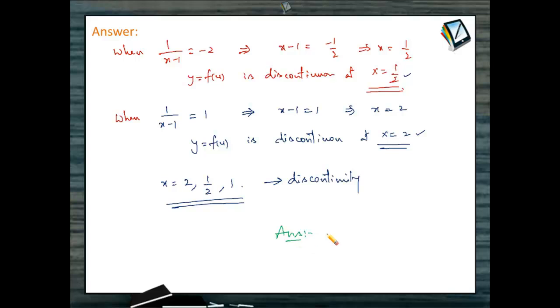Therefore, which option gives us the values 1, 2 and half? That is the option given at A. When x is 2, when x is 1 and x is half, the function becomes discontinuous. Right kids? So we have seen composite functions discontinuity in this problem.